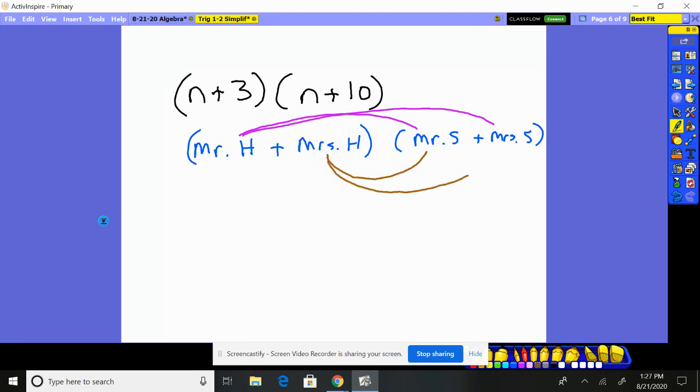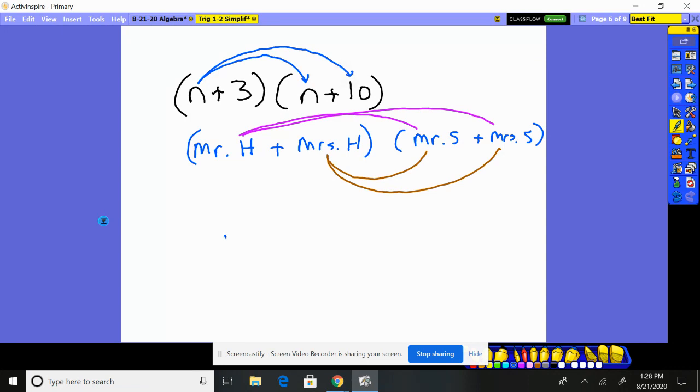Smith, and she's going to shake hands with Mrs. Smith. There's going to be a total of 4 handshakes that occur here. The same thing is going to happen when we're doing this binomial, n plus 3, times a binomial, n plus 10. This n is going to shake hands with that n, be distributed through to it. This n is going to be distributed through to that 10. Well, let's do that first.